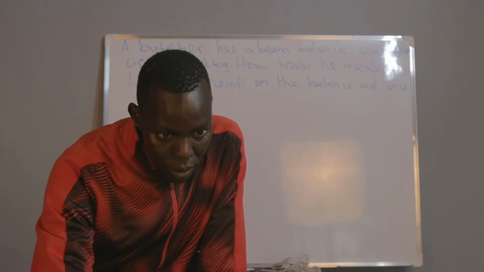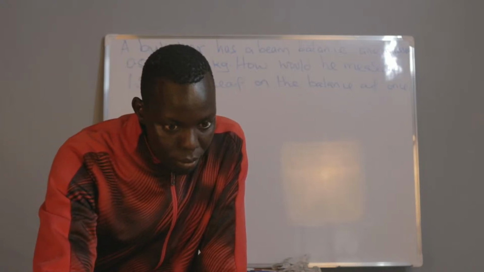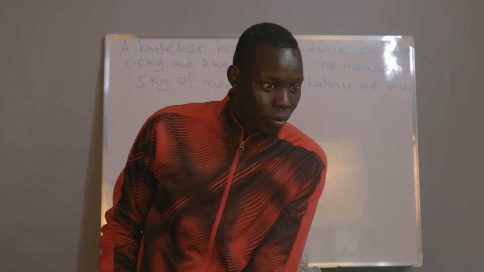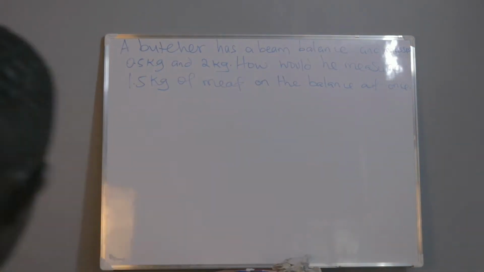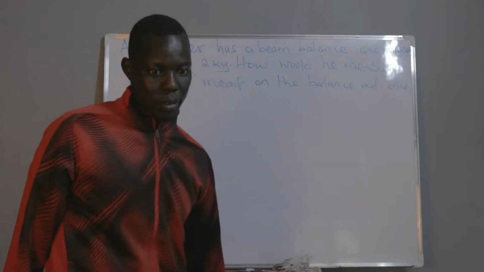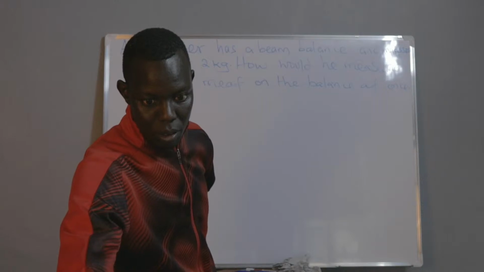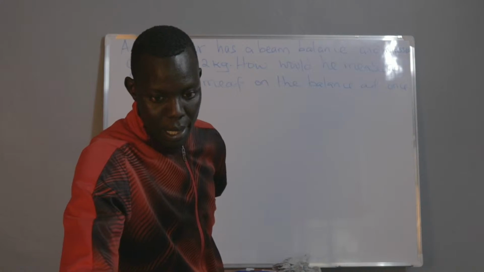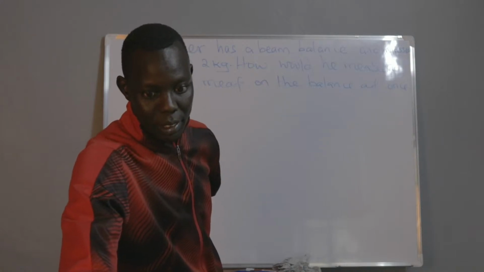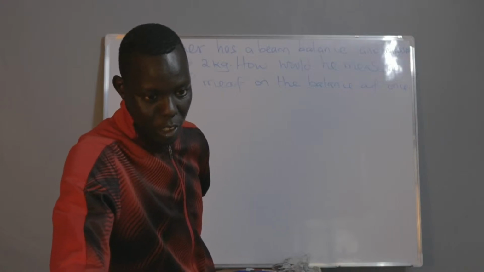And he places the 2 kilogram one on one side. Then on the side where the meat is placed, he also places the one with 0.5. Since the 0.5 is on the side of the meat, it should be removed from the 2 kilograms, making it 1.5 kilograms. Okay. Could somebody else explain?